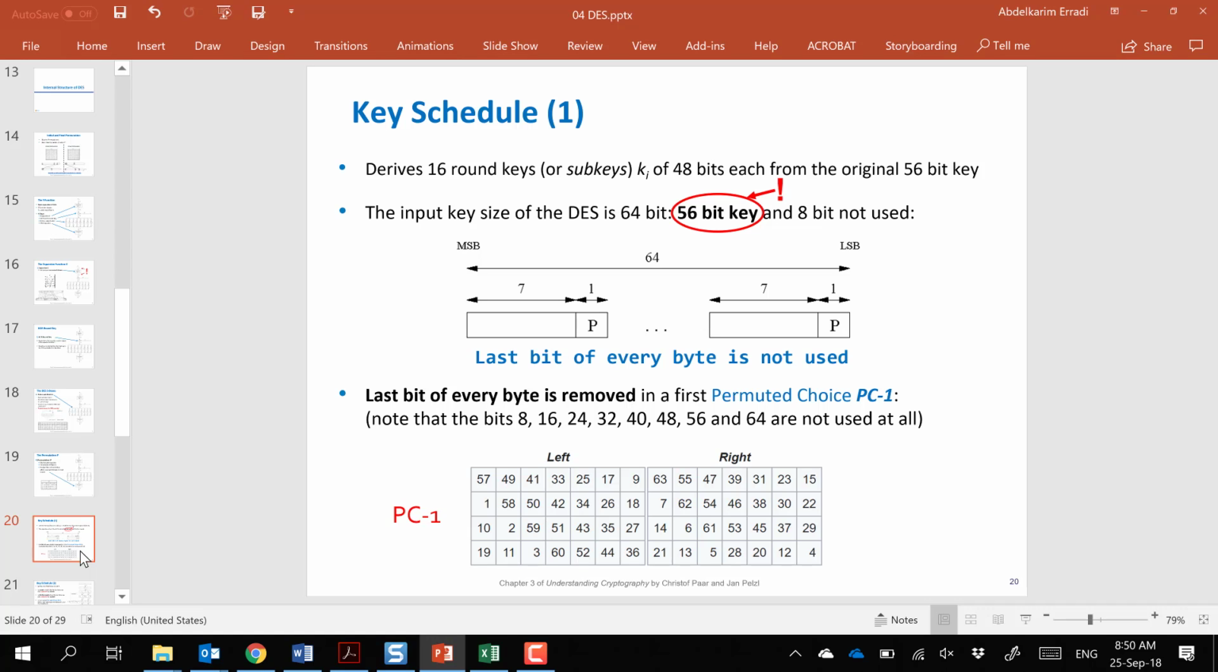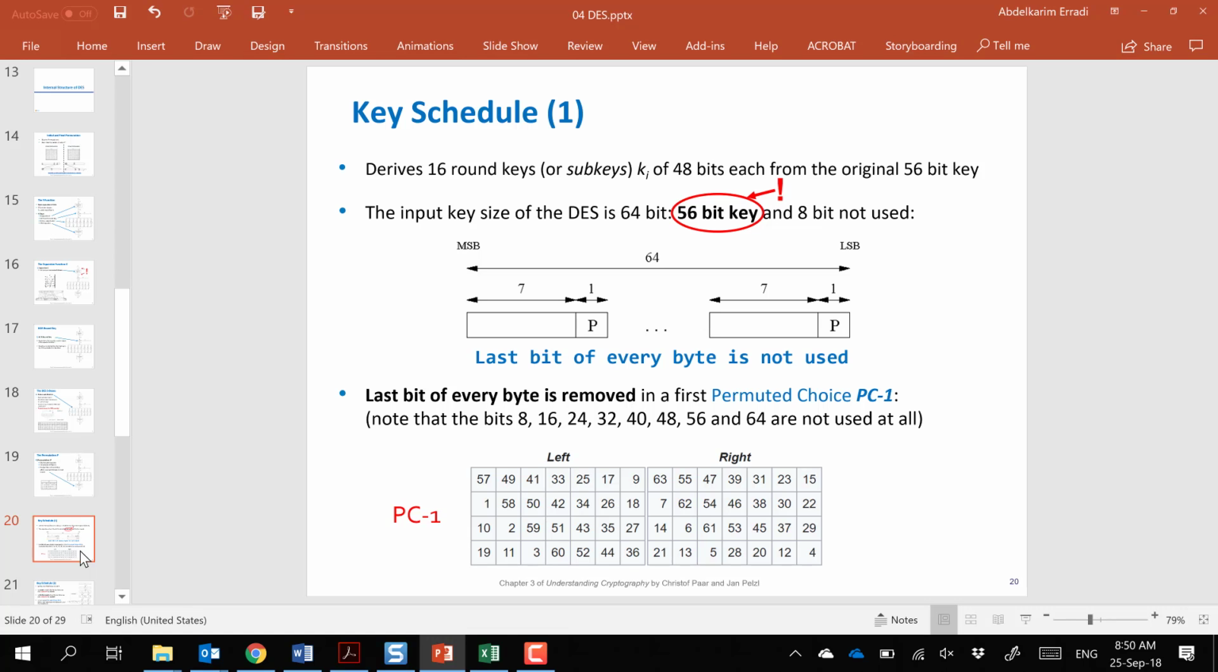28. Because we start with 64, we ignore 8. How many are left with us? 56. What do we do with this 56? We chop them in half. One half of the key will have how many bits? 28. The other half will have 28.